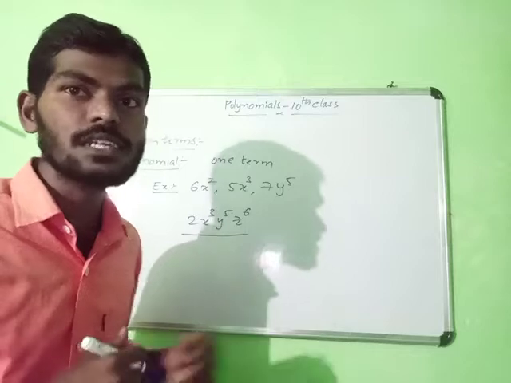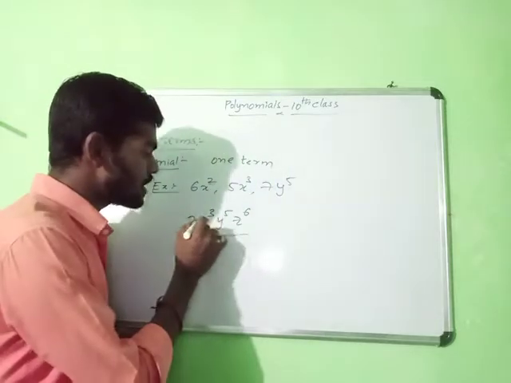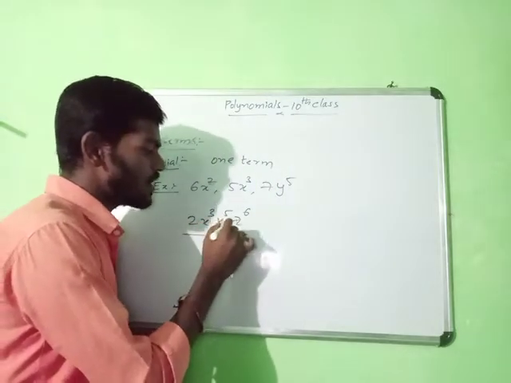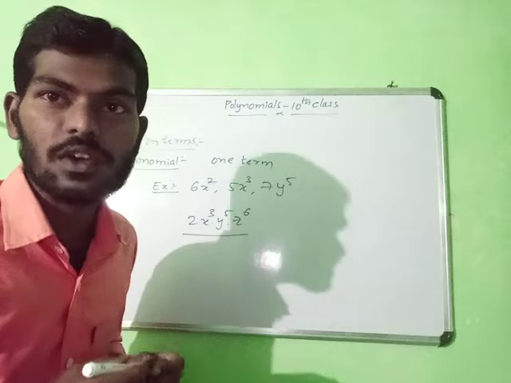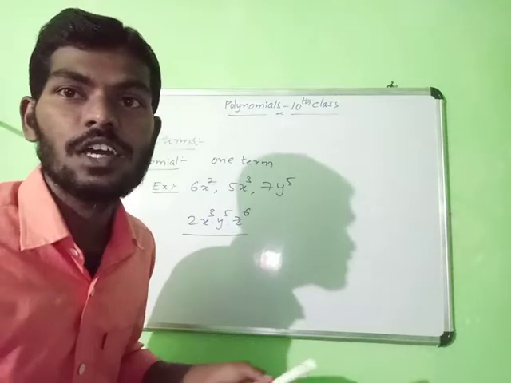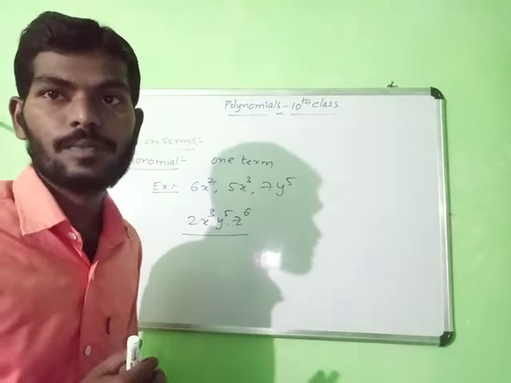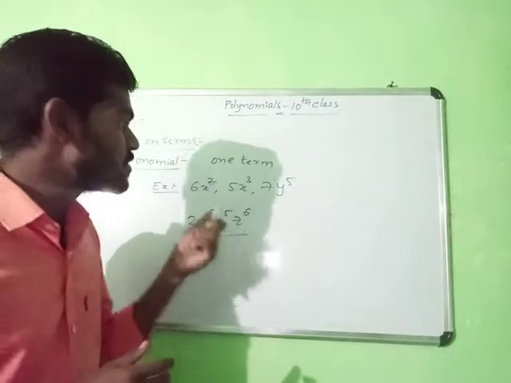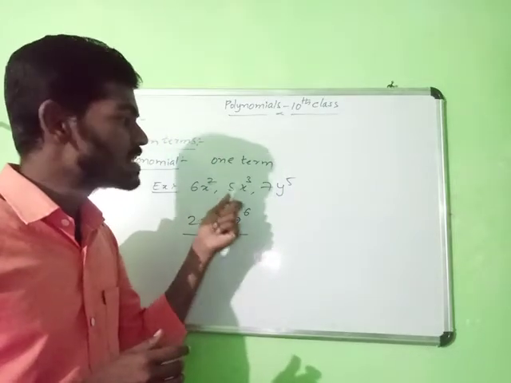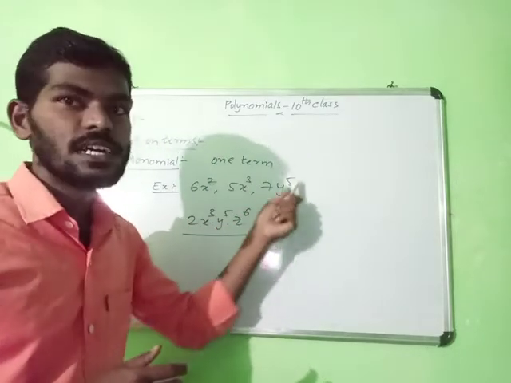Here only multiplication is there: 2 into x cube into y power 5 into z power 6. Plus or minus is not there. So this is always a monomial, not a trinomial. This one, what is the degree? 2. This one? 3. This one, the degree is 5.